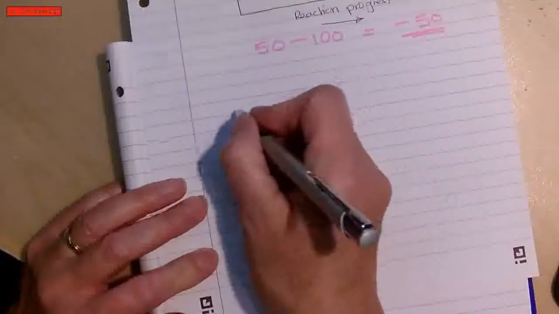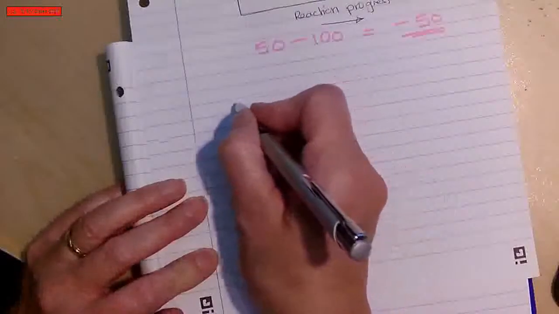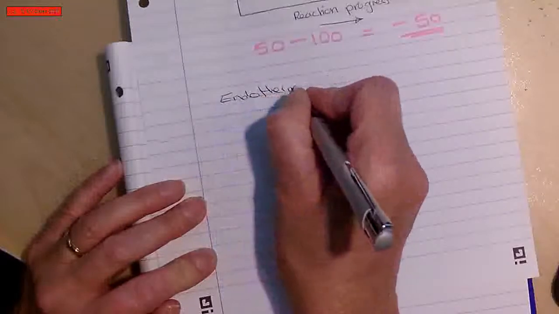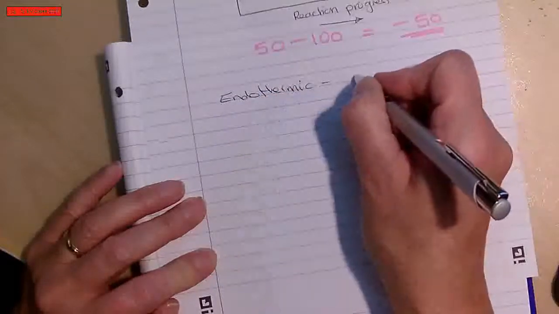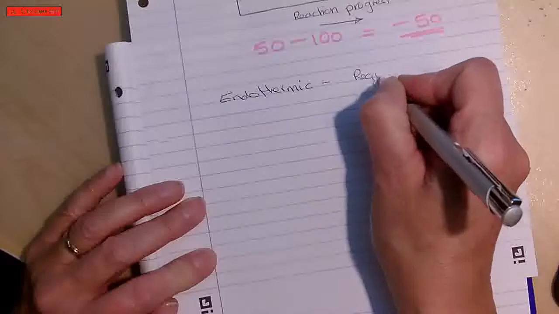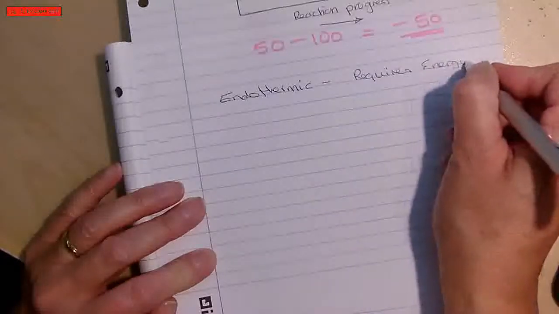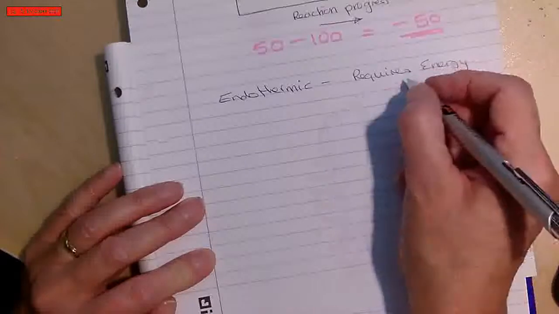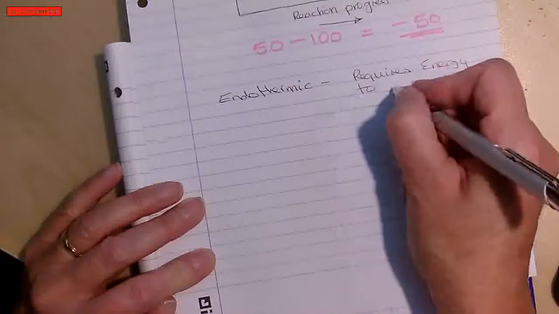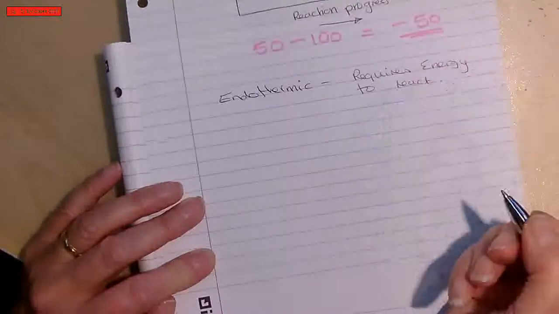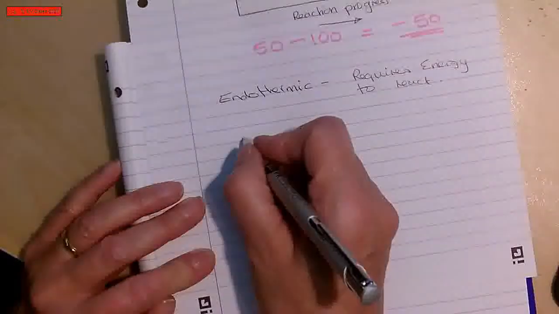Okay, so let me look at an endothermic reaction. An endothermic reaction is something that takes in heat. So endothermic, it requires heat, it requires energy for the reaction to go, or the change of state to go. So it requires energy to react.